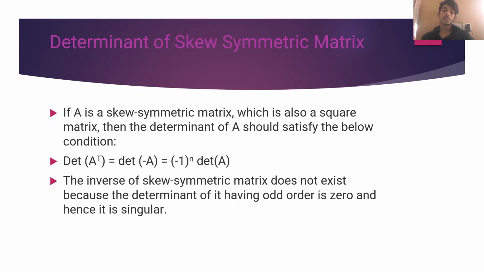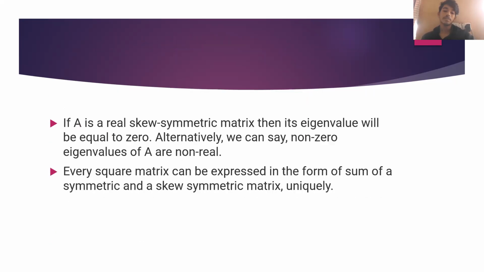If A is a skew-symmetric matrix, which is also a square matrix, then the determinant of A should satisfy the below condition. Det A transpose equals det of minus A equals minus 1 to the power of n det of A. The inverse of a skew-symmetric matrix does not exist because the determinant of it having odd order is 0 and hence it is singular.